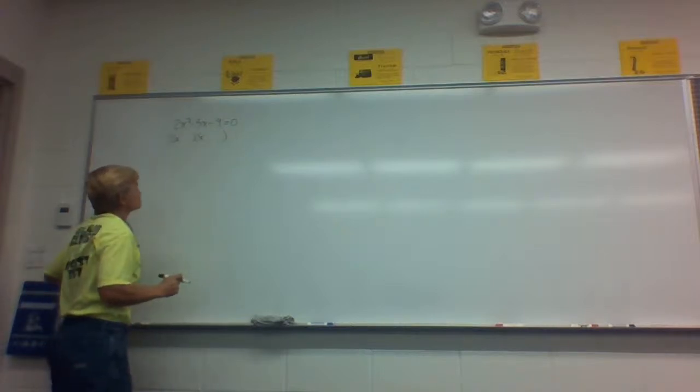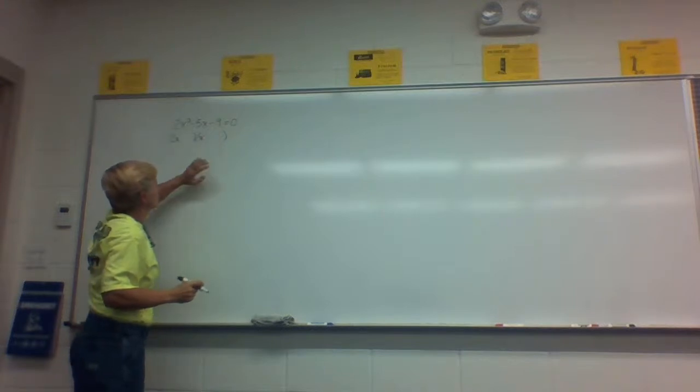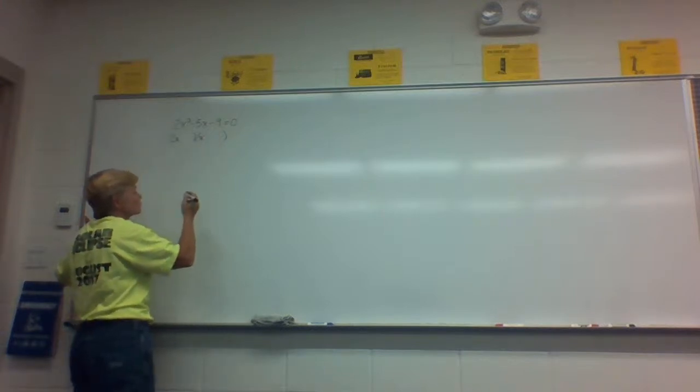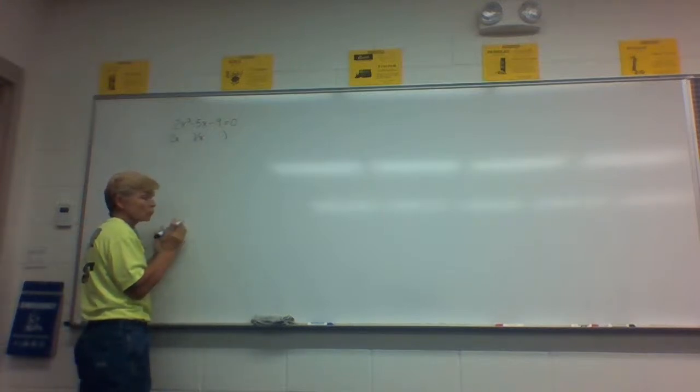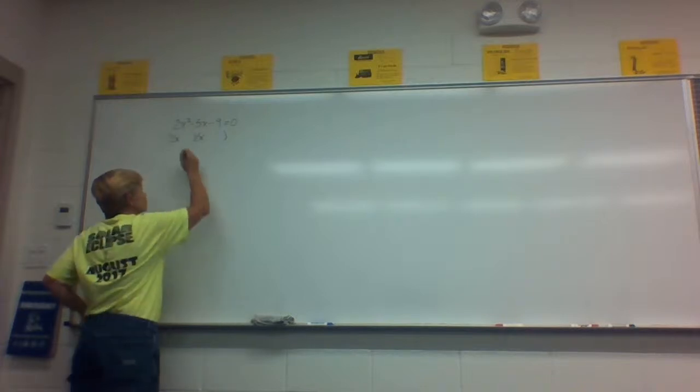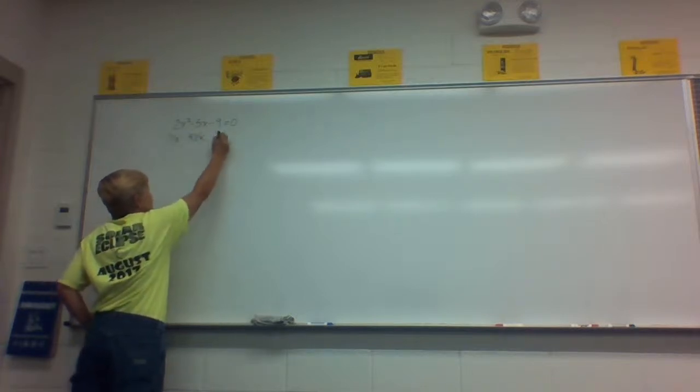And I would say, I need factors of 9, so I could try 9 and 1 or 3 and 3. Those are my only options, either 9 times 1 or 3 times 3. That's all there is. So I'm going to try 9 times 1 and see if it works. This is how you check it.